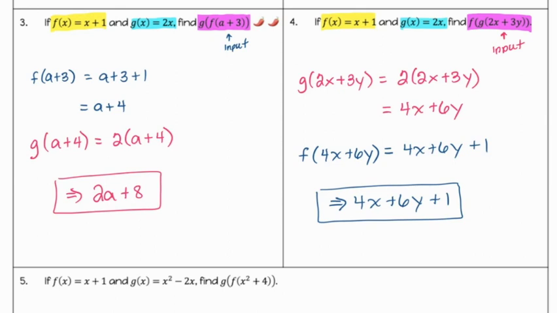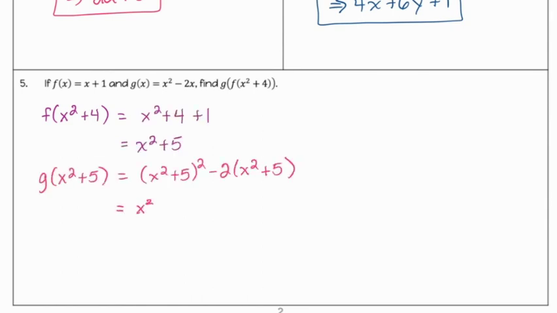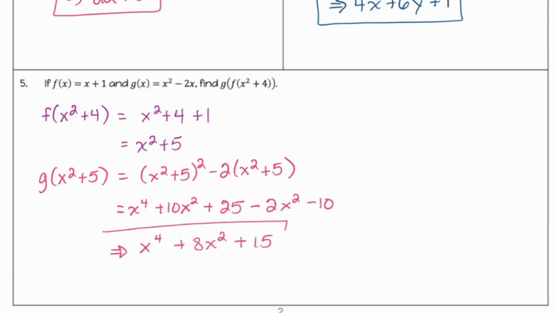And the last one, so for this last one, I want you guys to try it out and let's see if we end up at the same answer. So pause the video, try it out yourself. So the final answer for number 5 should have been x to the 4th plus 8x squared plus 15.